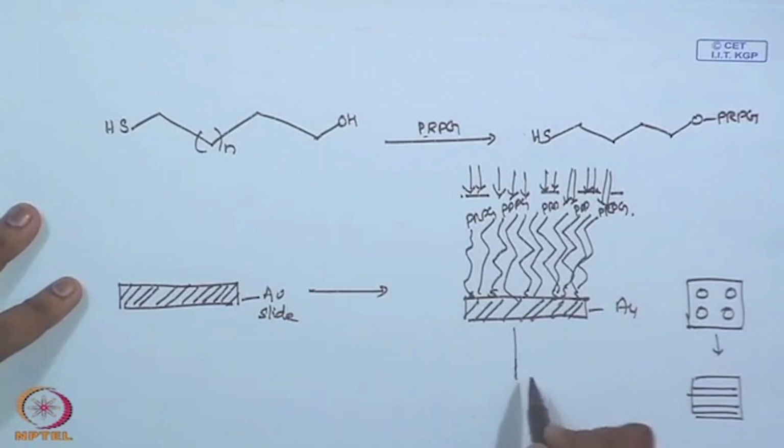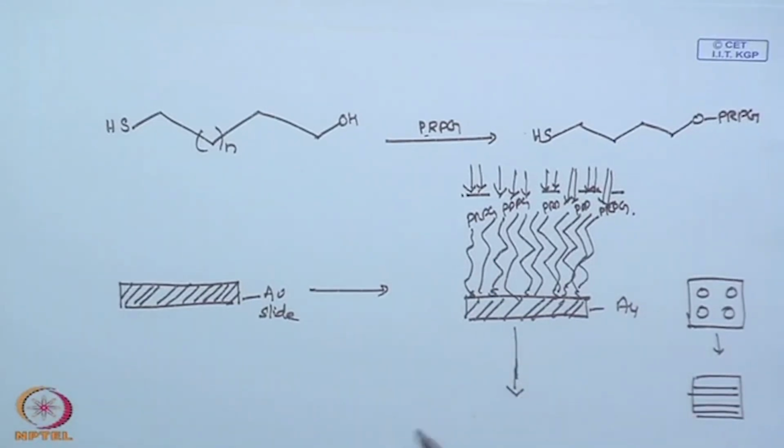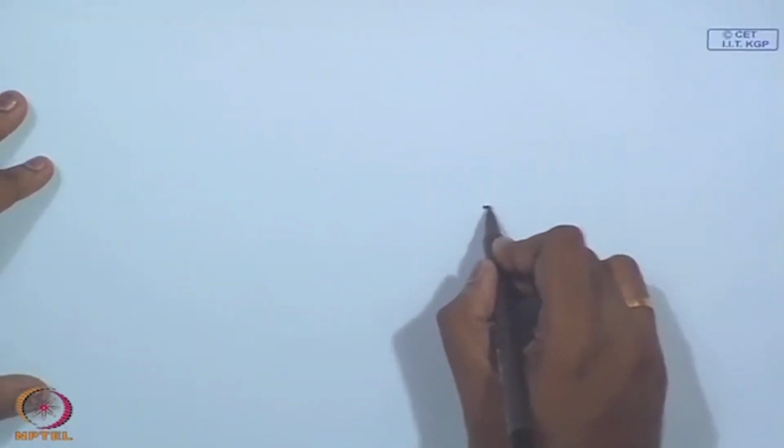Then what happens? In the area where the light gets in, what happens to your photoremoval protecting group? The photoremoval protecting group cleaves off to give you the functional group back. What was your functional group? OH, right? So wherever there was light, then you will have a SAM.